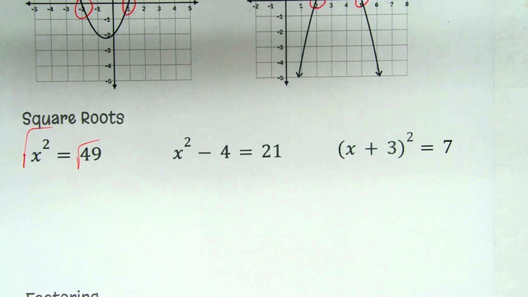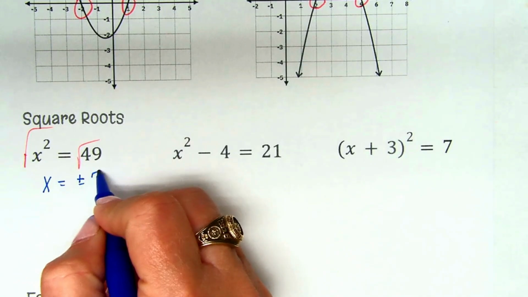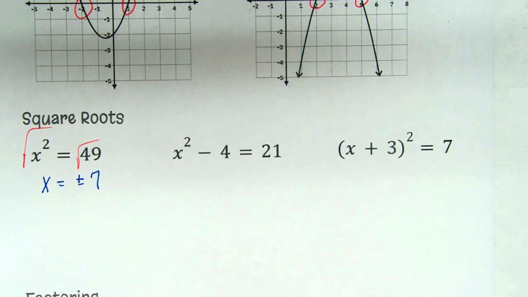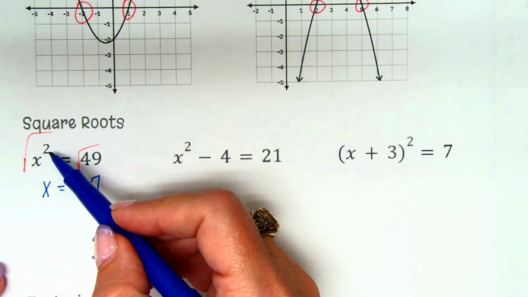If we put the square root sign in the problem, we have to remember to write plus or minus. We put the square root sign in the problem, we have to remember to put the plus or minus on our answer. Okay? Now you know it's a quadratic, so you know you got to get 2 answers.